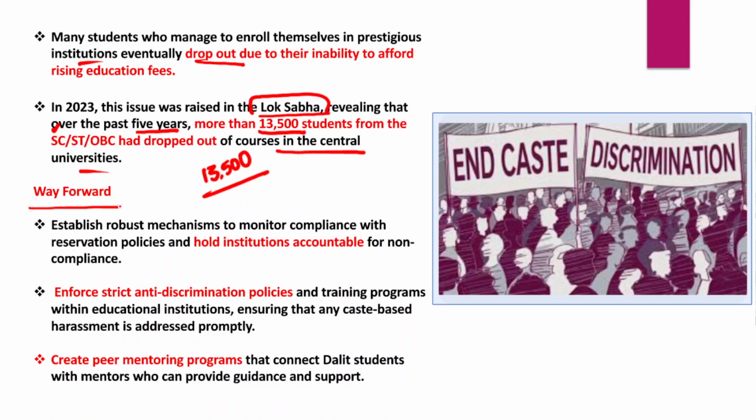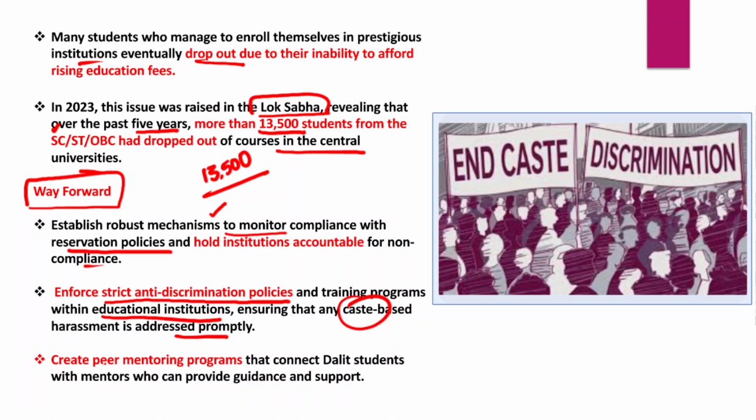And what should be the way forward in this context? The way forward is that there is a need to establish robust mechanisms to monitor compliance with the reservation policies for the Dalits, for the backward and the marginalized sections. There is also a need to hold these institutions accountable for their non-compliance with the reservation policies. And also there is a need to enforce strict anti-discrimination policies and training programs within the educational institutions, ensuring that any caste-based harassment is addressed quickly and promptly.